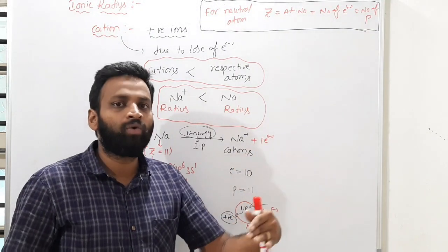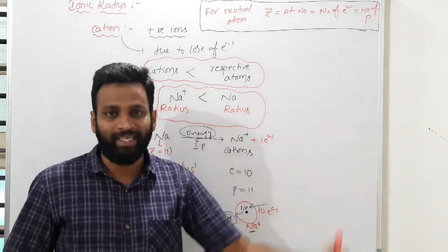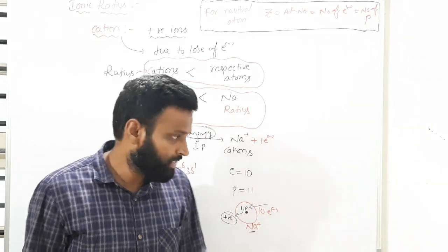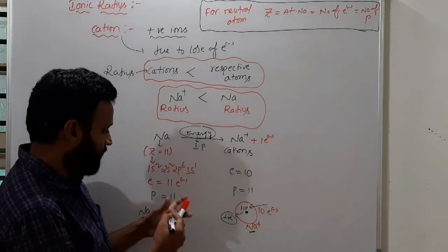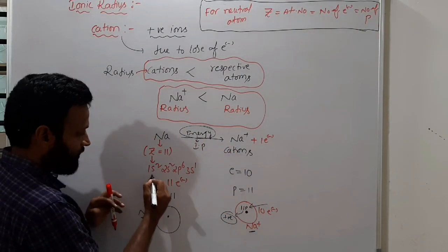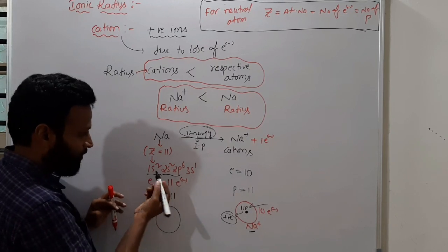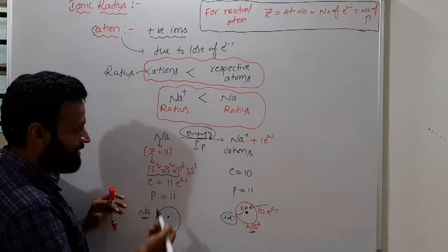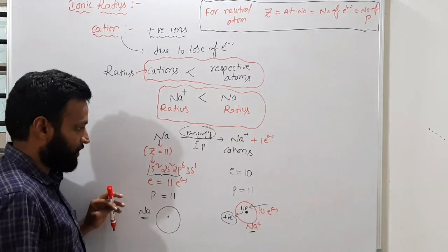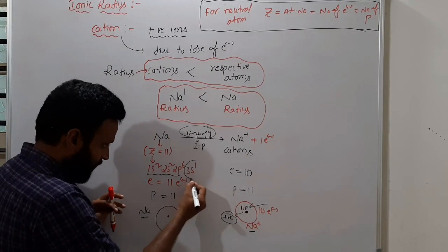Who will lose electrons? Those that have more than an octet. Here, Na has more than an octet. You see, 1s2, 2s2, 2p6 is the noble gas configuration. So this 3s1 is extra.